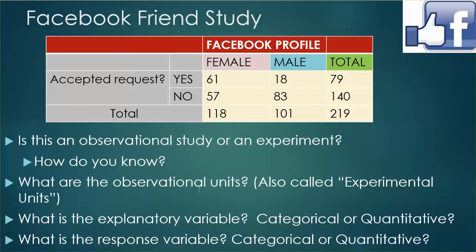That's who we're observing. And the explanatory variable in this case is categorical. It's whether they received an invite from a female or a male. And the response variable is also categorical. It's whether they said yes or no. So we've got categorical variables explaining and categorical variables responding.